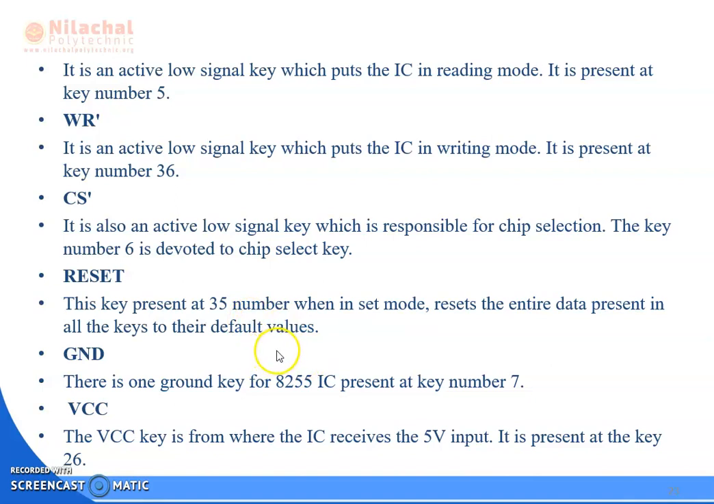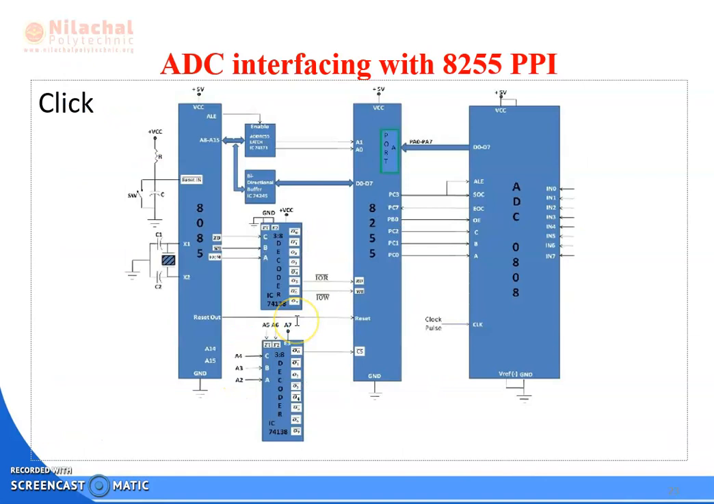Next is ground. There is one ground pin for the 8255 IC present at pin number 7. Next, VCC. The VCC pin is where the IC receives the 5-volt input. It is present at pin number 26.